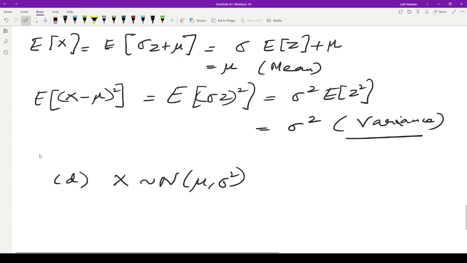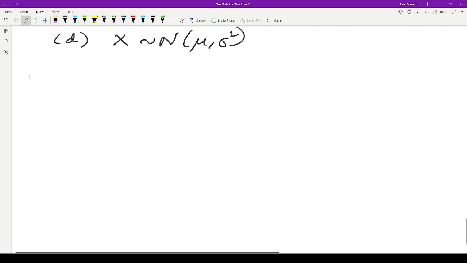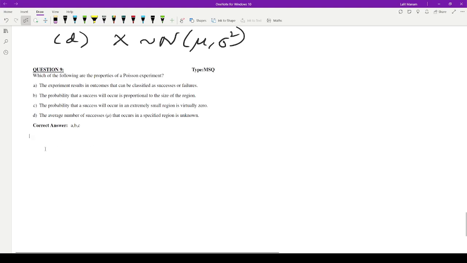Okay. We now move on to the last question. Okay. So which of the following are properties of a Poisson experiment? So what does a Poisson experiment mean? It defines the number of occurrences in a certain space or time. That means for a given variable, which is continuous like space or time, we want to check the number of occurrences of an event, which can be classified as success or failure.